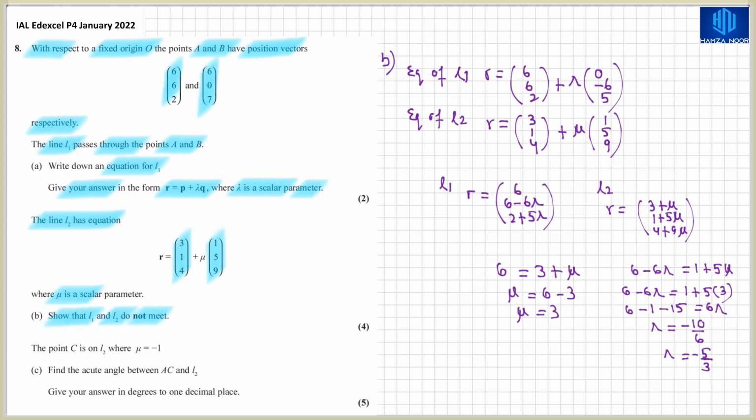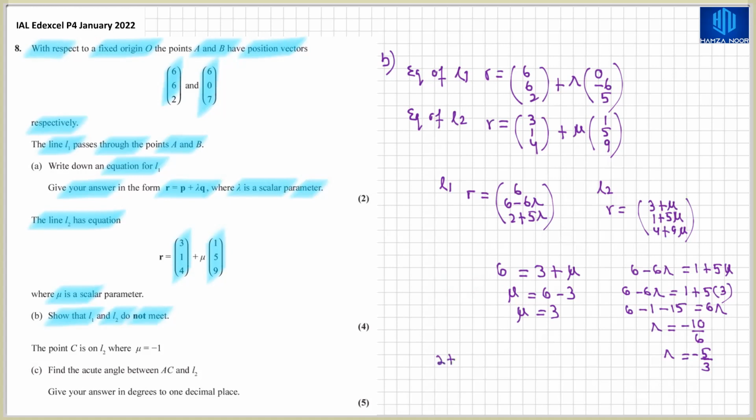So now I'm going to substitute the value of mu and the value of lambda respectively into the k components so that I can see if left hand side is equal to right hand side or not. And since we want to show that the lines do not meet, they won't have any point in common. So this essentially means that the left hand side and right hand side of the k component would not be equal. Okay, as we want to show that the lines do not meet.